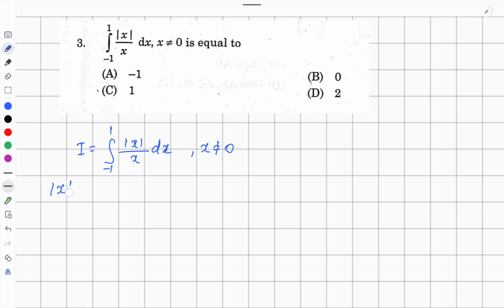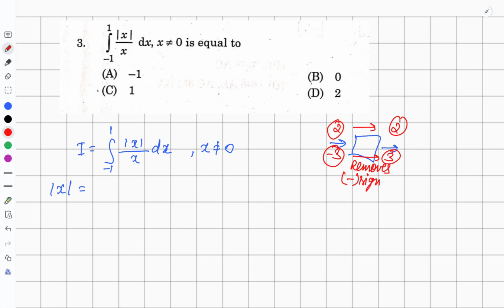So this mod x is basically a function, so think of it like a box. Whatever number goes in, it removes the minus sign. That's what it does. If 2 goes in, you'll have 2, but if minus 3 goes in, you'll have 3, right? Because 2 does not have a minus sign, it will come out as 2 only, but minus 3 has a minus sign, so it will come out as 3.